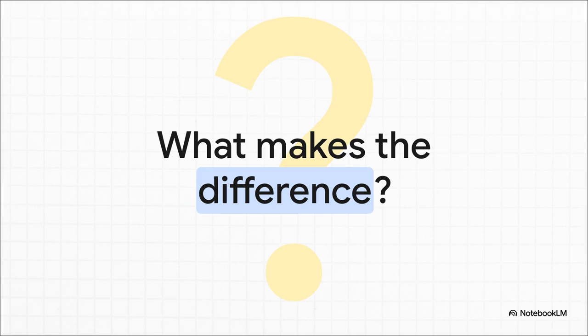So, what is the difference here? What's that secret sauce that turns a clunky bot into an assistant you can't live without? You might think it's just a bigger, better AI model, but that's not the whole story. The real answer is way more interesting.